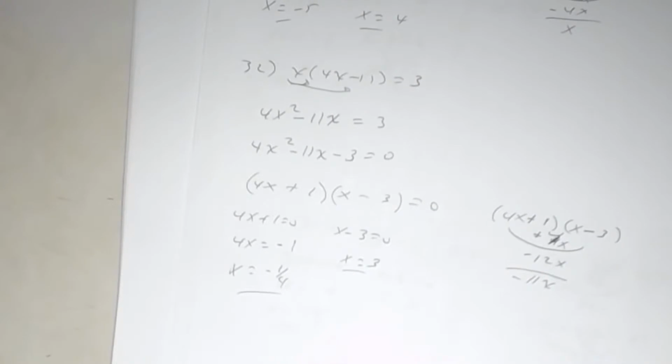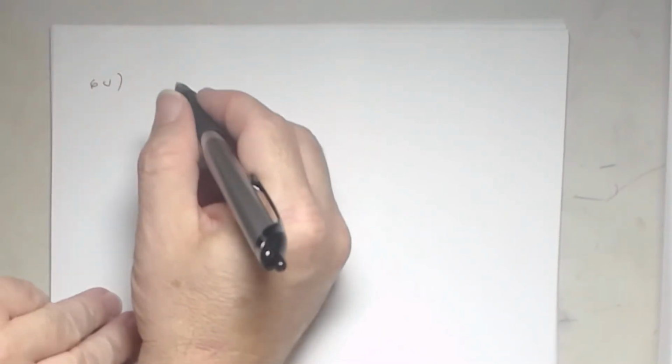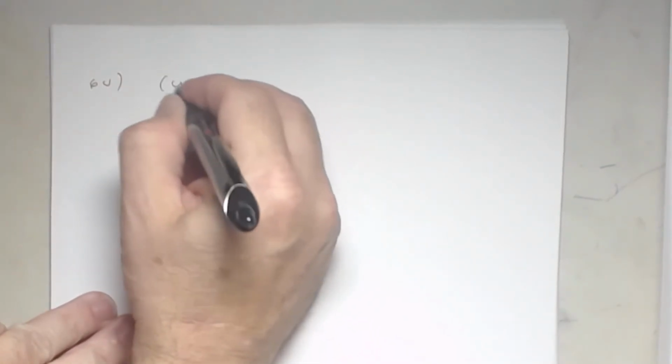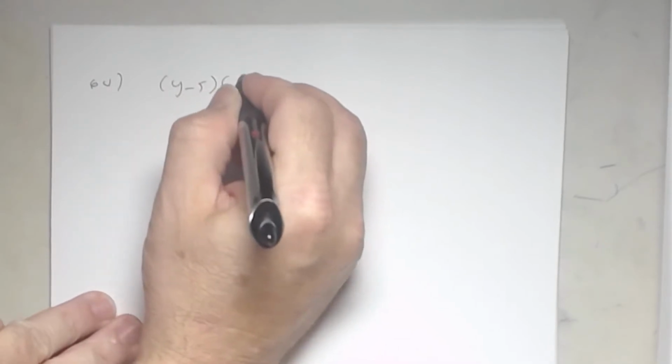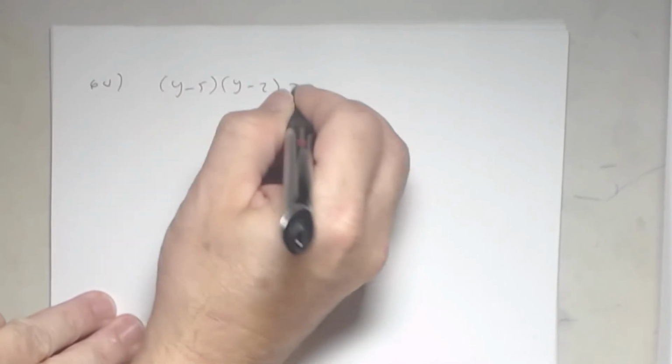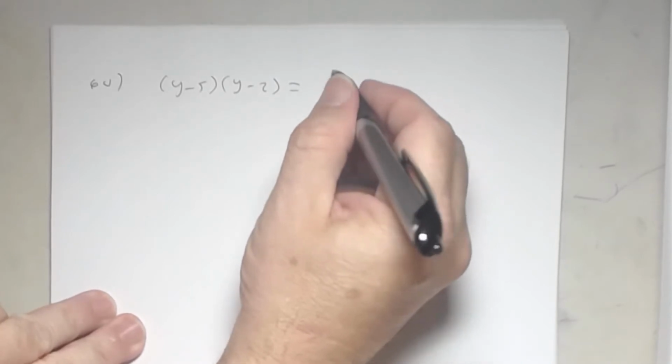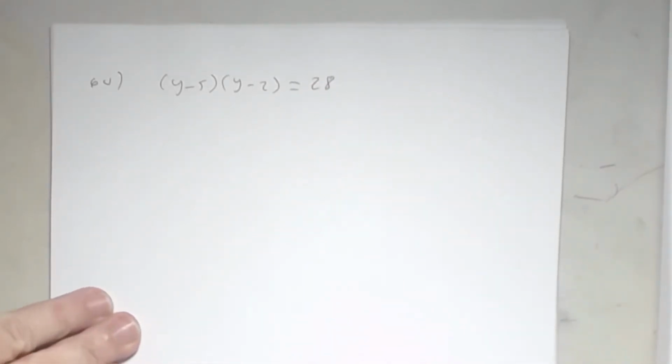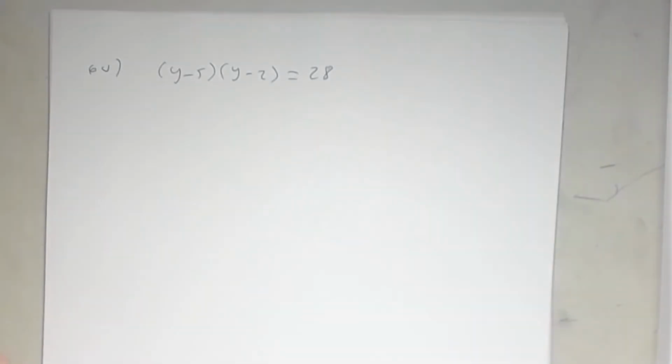All right, and then finally, let's look at 64. All right, 64. So 64, you have y minus 5 times y minus 2 equal 28. All right, so you can't set each one equal to 28. You know that's not going to work. You got to FOIL that out.